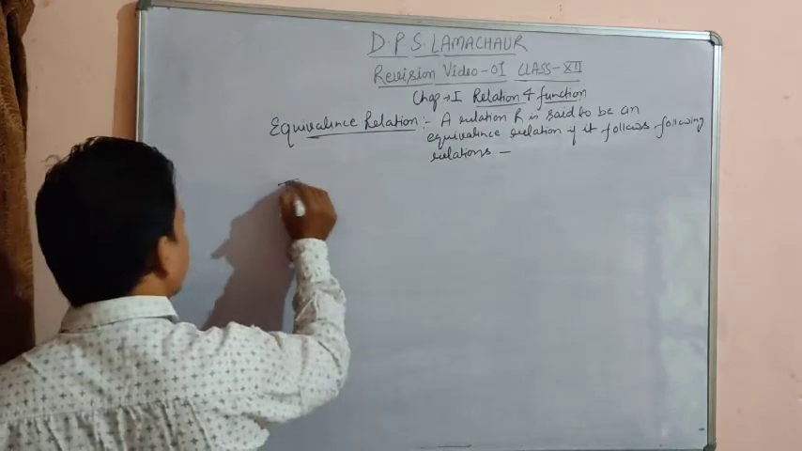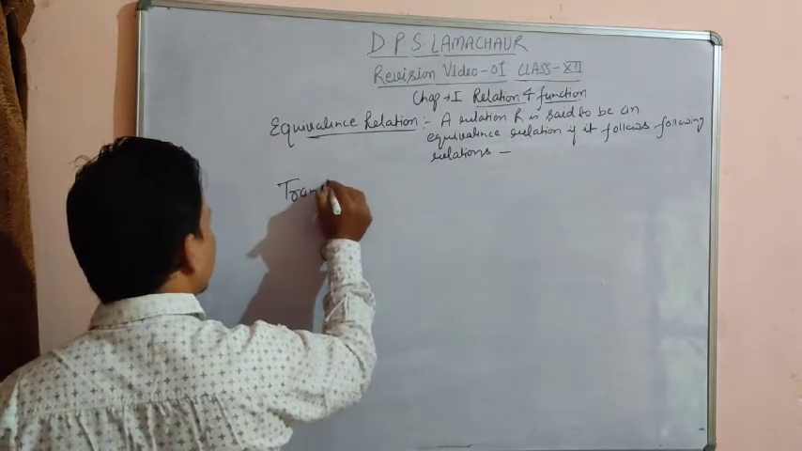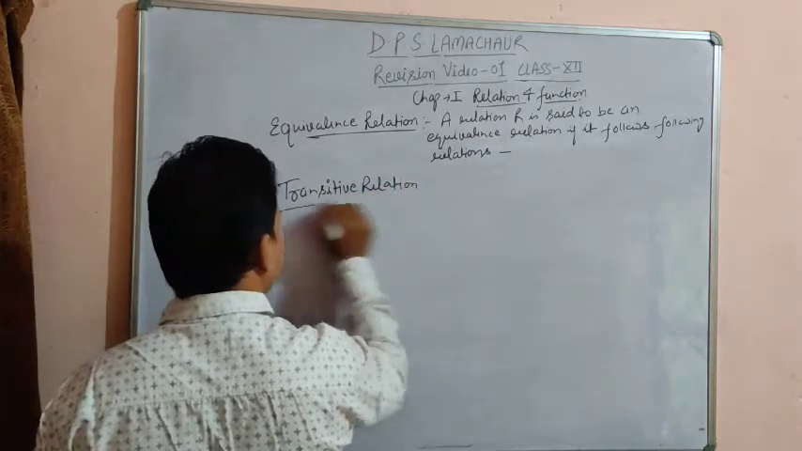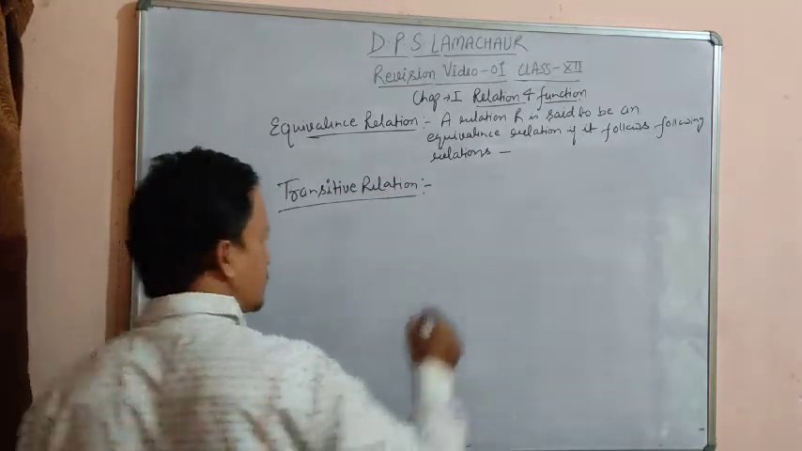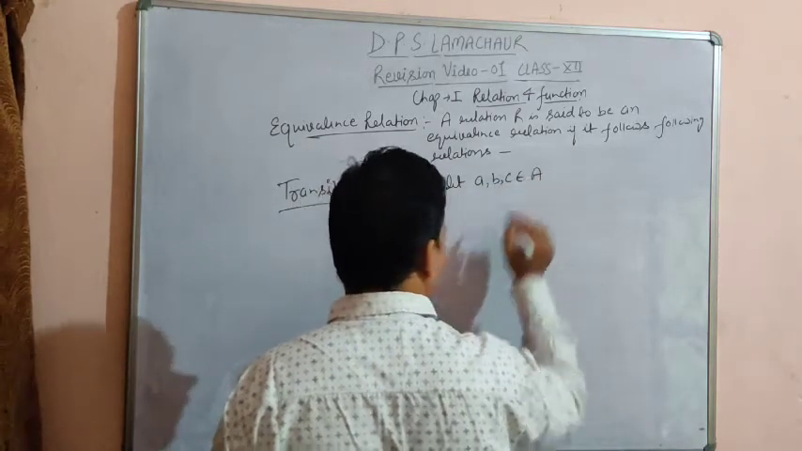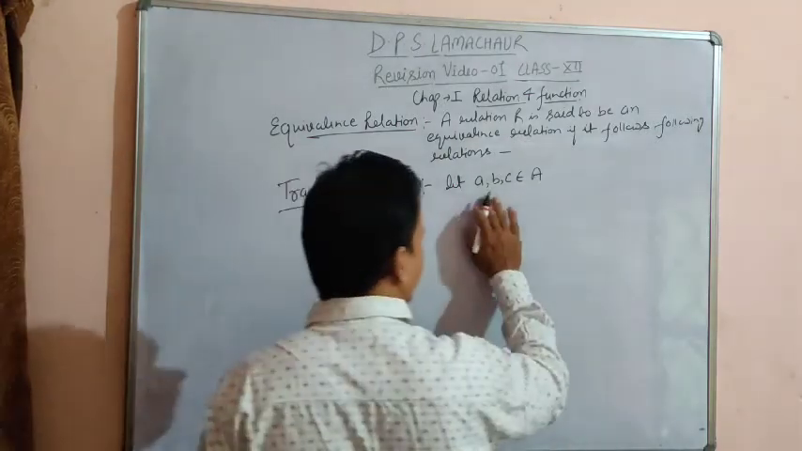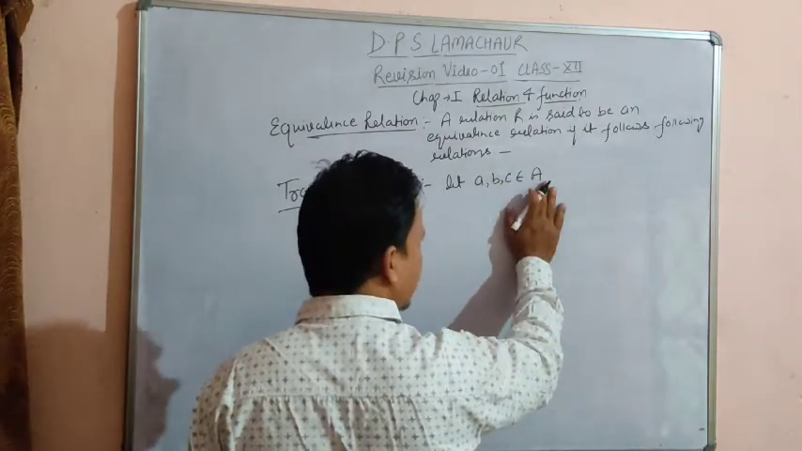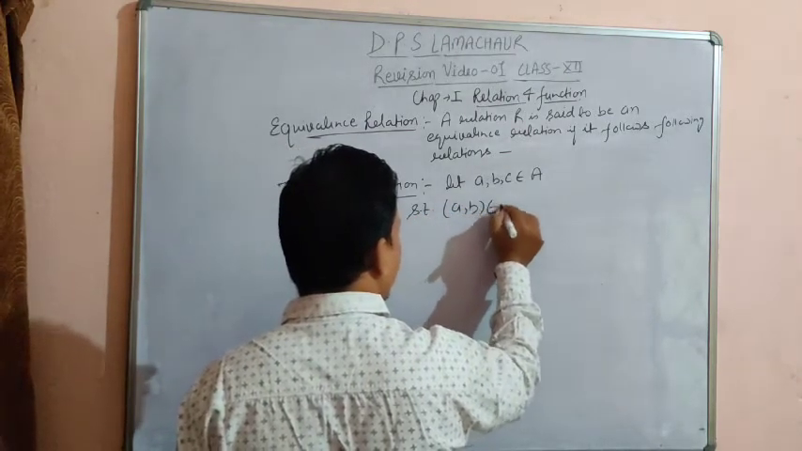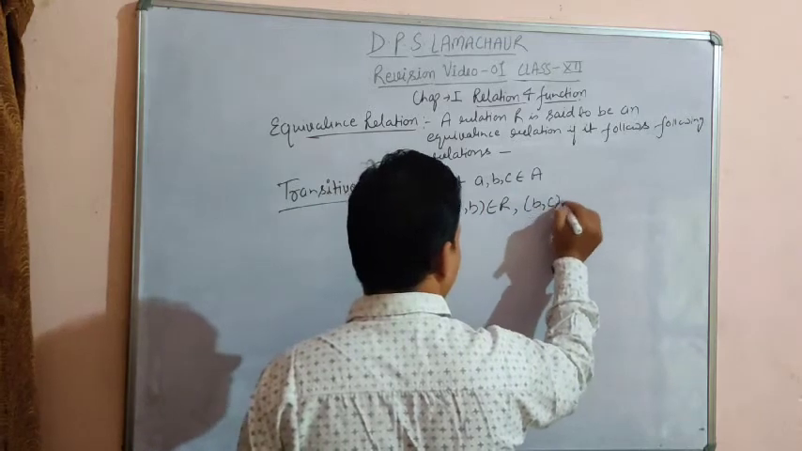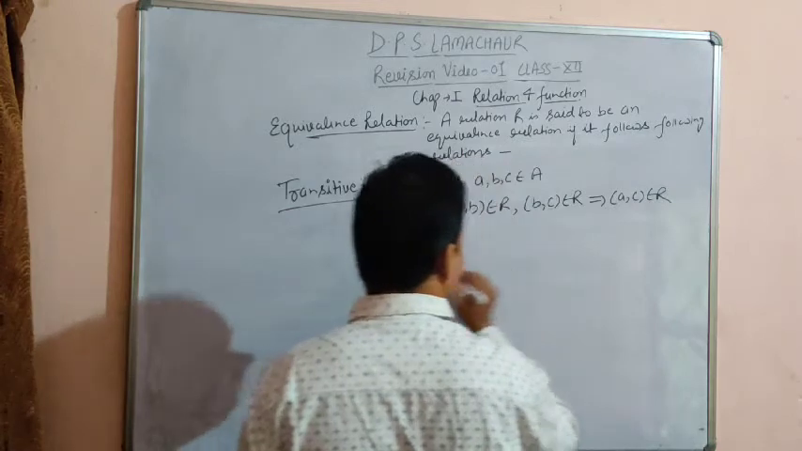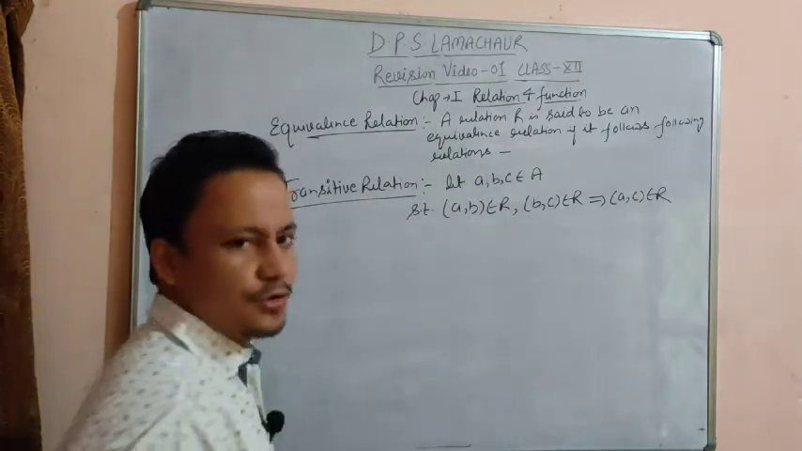Transitive relation. So what is a transitive relation? Let A, B, C be elements of a non-empty finite set such that A comma B belongs to relation R and B comma C belongs to relation R, then it implies A comma C also belongs to R. Then the relation is said to be a transitive relation.